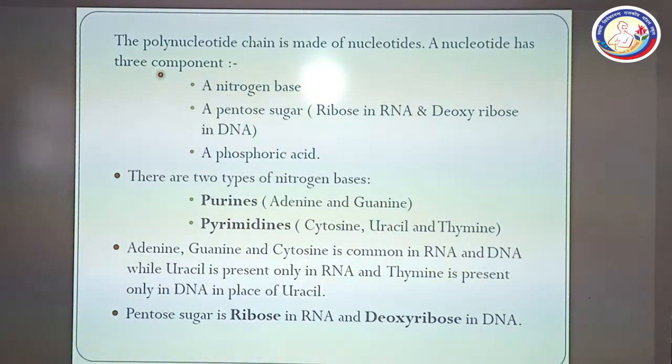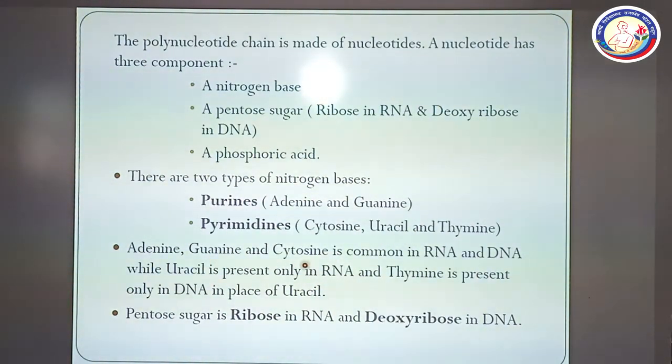If we talk about the components of the nucleotide, it contains a nitrogen base, a pentose sugar, a ribose sugar in RNA while deoxyribose sugar in DNA, and it contains a phosphoric acid. Out of that, the phosphate group is important. There are two types of nitrogen bases, purines and pyrimidines. Examples of purines are guanine and adenine, and examples of pyrimidines are cytosine, uracil and thymine.